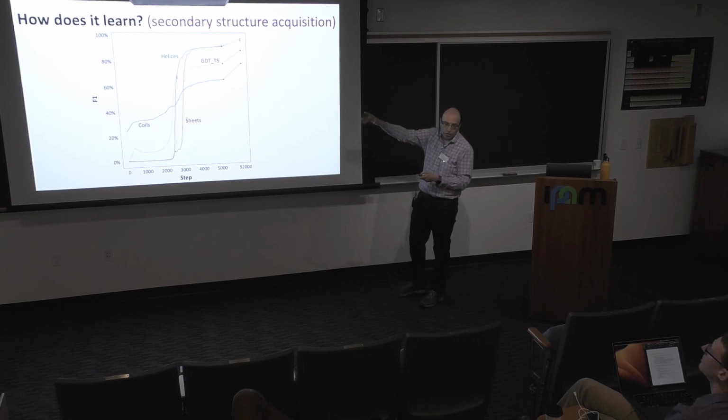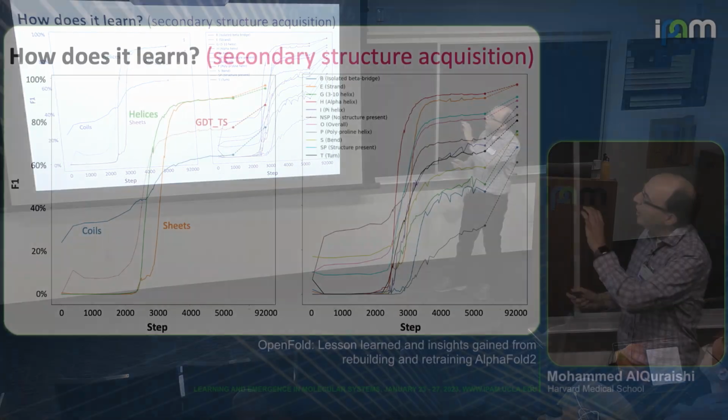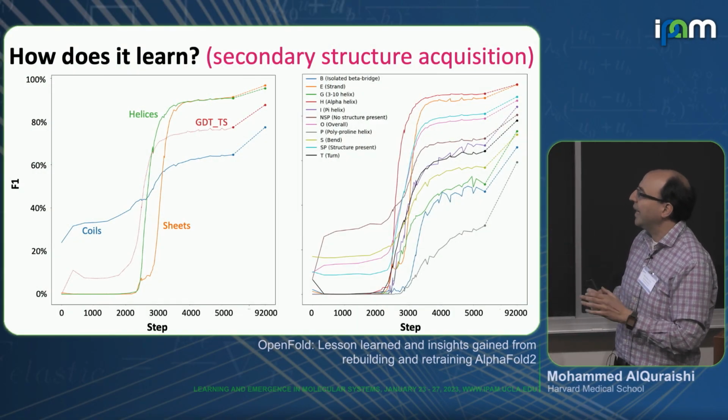The y-axis here is F1 score, just basically a classification of how well it picks up those secondary structure elements. And we can break this up into finer-grained classes.